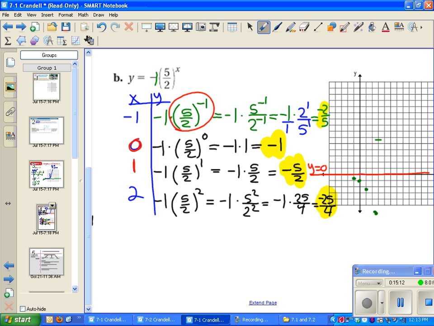So with the negative, the graph reflects on the x-axis. So it's growing fast this way, and it's coming up to the asymptote and giving it a big hug. So think of that asymptote as a magnetic force field pulling the graph to itself. And then please write the domain and range.